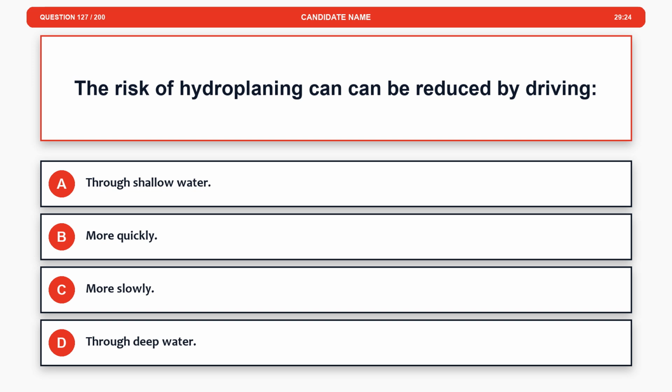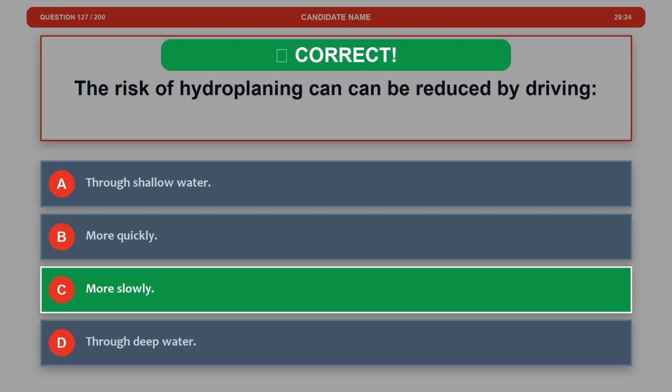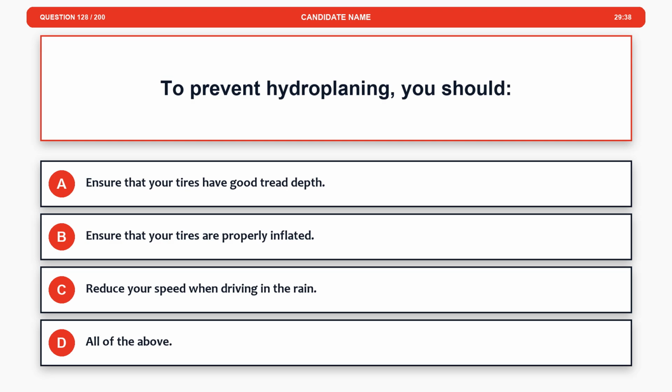Question 127. The risk of hydroplaning can be reduced by driving: Option A, through shallow water. Option B, more quickly. Option C, more slowly. Option D, through deep water. The correct answer is option C, more slowly. Explanation. Because hydroplaning is caused by driving too quickly in wet conditions, the risk of it happening can be reduced by driving more slowly.